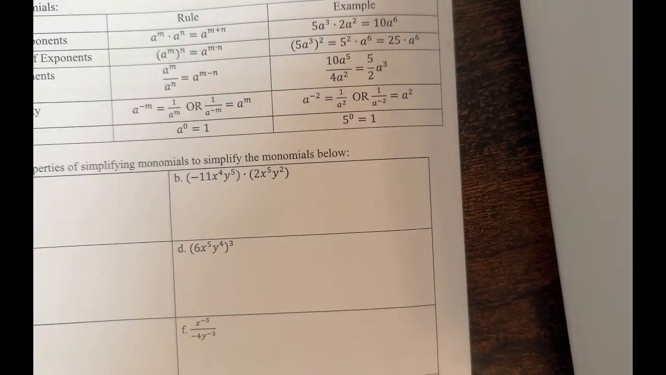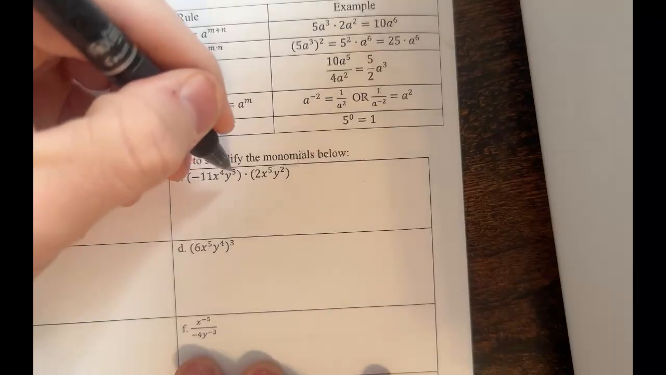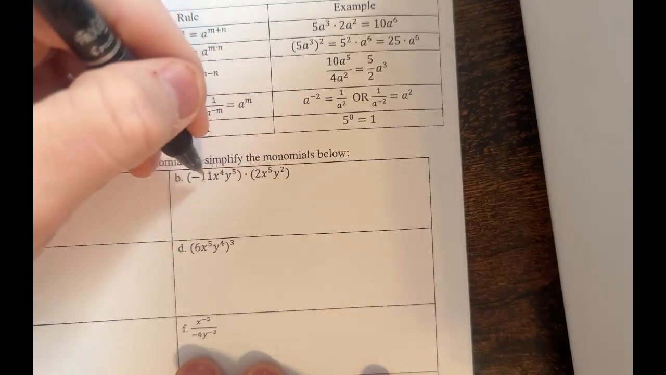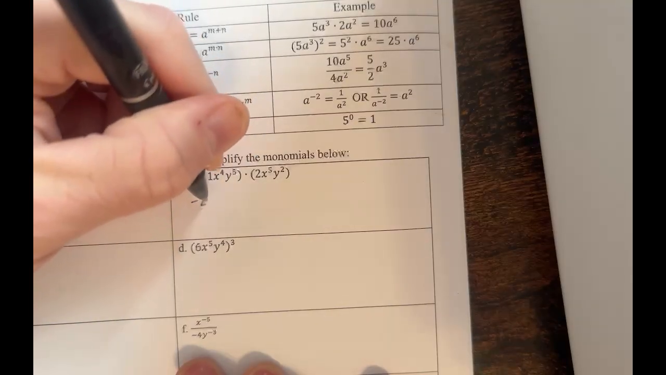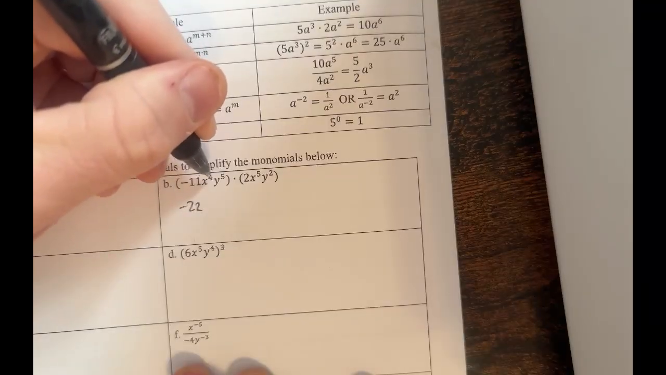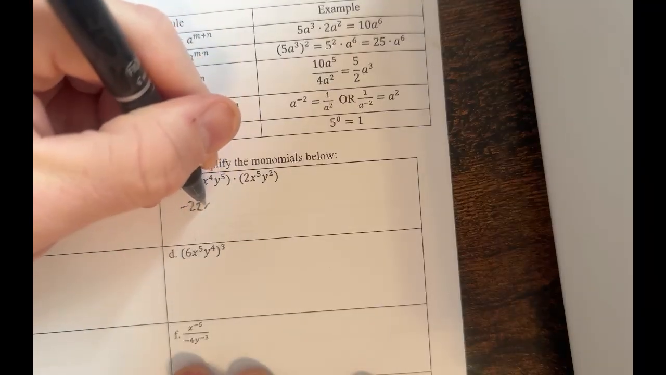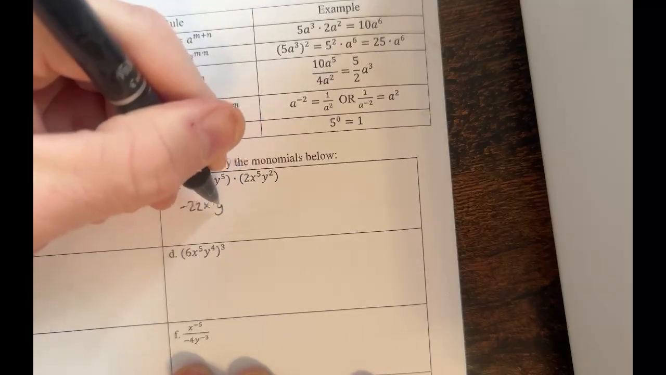All right, so let's look at simplifying monomials. So I have negative 11 x to the fourth y to the fifth times 2 x to the fifth y squared. So what you do is you multiply the numbers. So it's negative 11 times 2, negative 22, and you add the exponents. So I've got x to the fourth, x to the fifth, 4 plus 5 is 9, y to the fifth, y to the second, 5 plus 2 is 7.